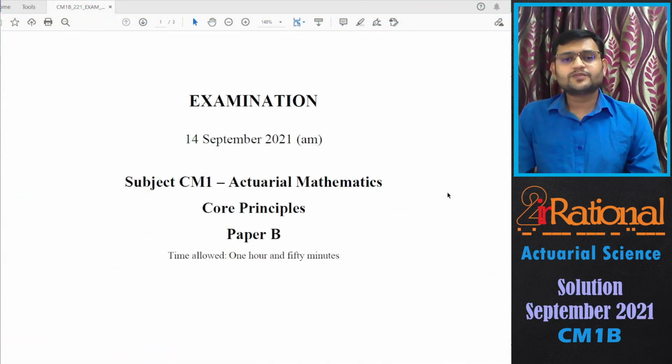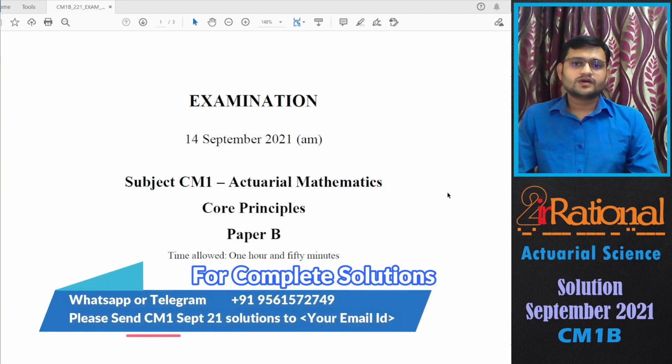So overall, the paper seemed very straightforward, but it was different from what we have seen before.